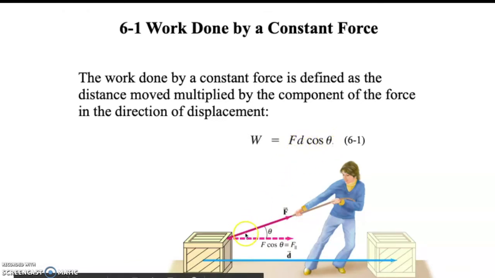Now, if we were just pushing it in this direction, right, and all our force was being pushed in the horizontal, it would just be force times distance times the cosine of 0, which is 1. So it would just be force times distance.